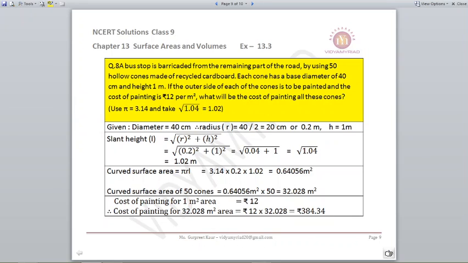Now if you see, your units are not the same. Your height is given in meters, your cost is also given in meter square. So we will convert the radius, which is given in centimeters, into meters. So 20 centimeters will become 0.2 meters because you will be dividing it by 100. So now you have the radius, you have the height with you, 1 meter. We can easily find out the slant height using the formula, that comes to square root of 1.04. And in the question we are already told to use square root of 1.04 as 1.02 meters.